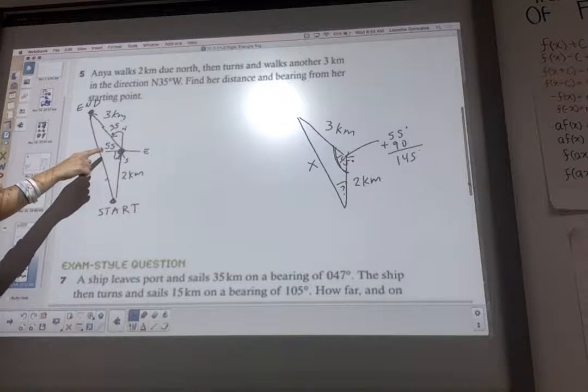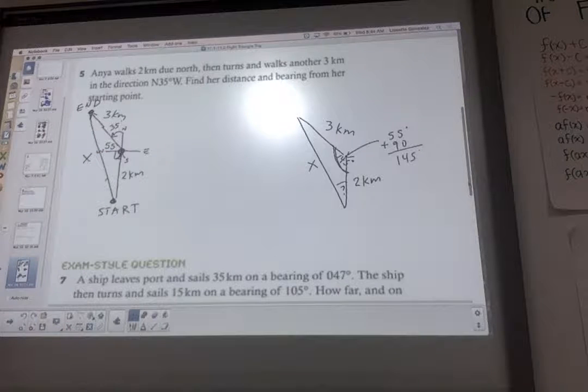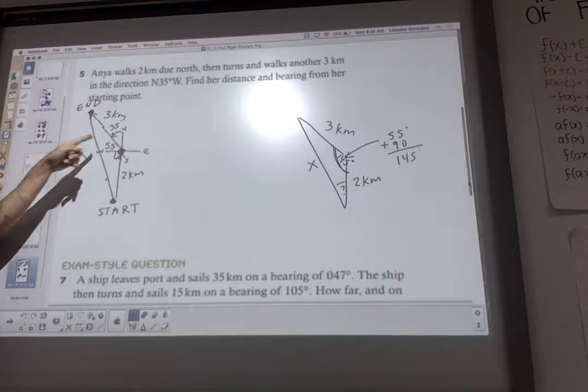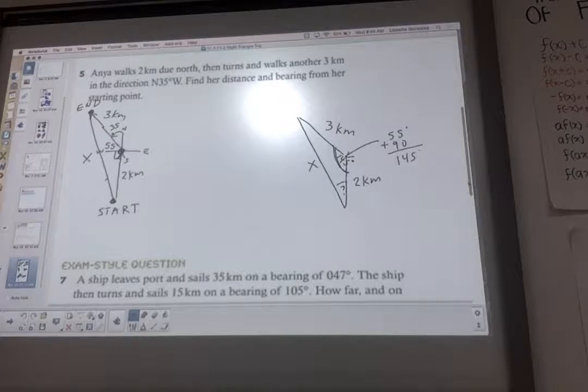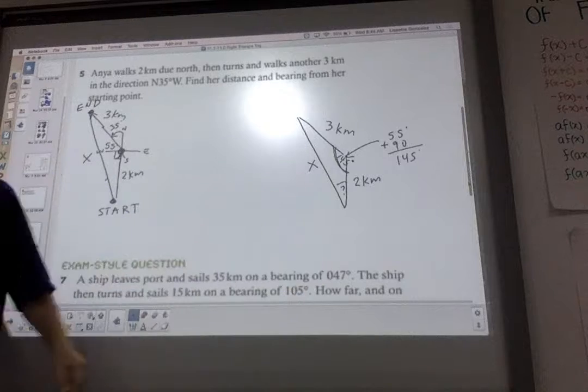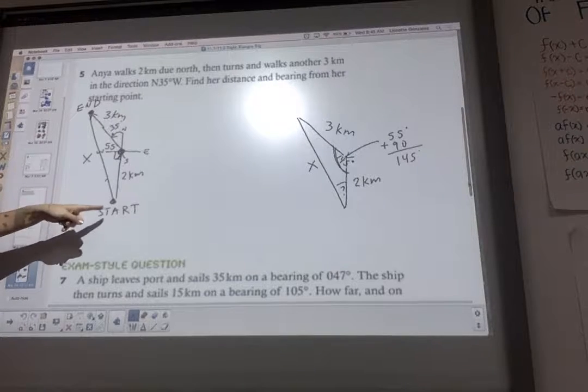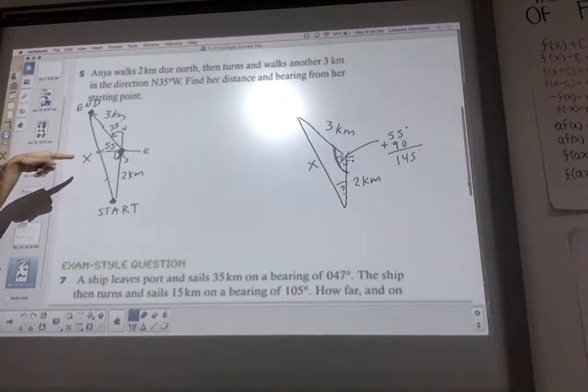How did we get this 55 here? 90 minus 35. Yeah, because angles on the outside of my triangles do me no good. Wouldn't that whole angle be 180? Yeah, that's what we did last class. Oh, okay. That's my cleaned up version. And then find the distance and her bearing from the starting point to her end point, so X.